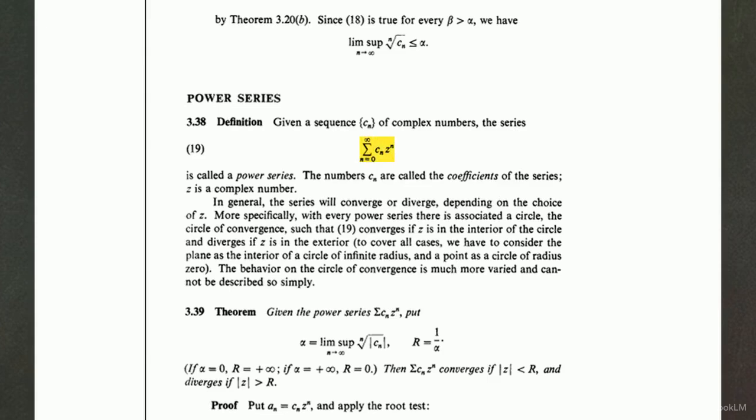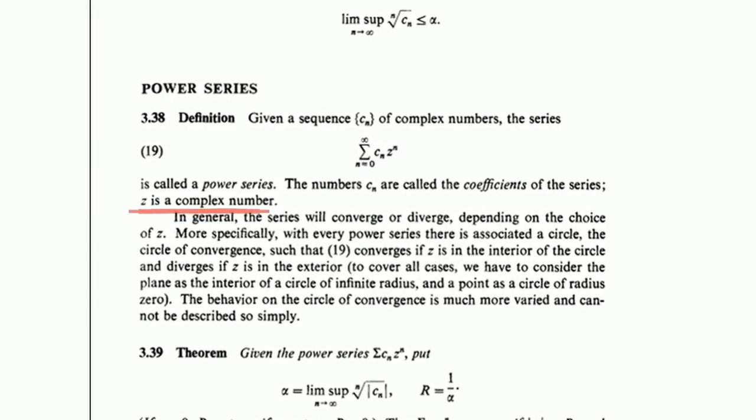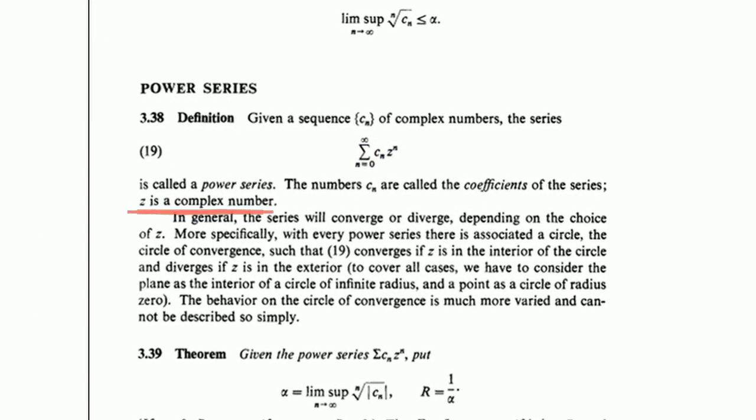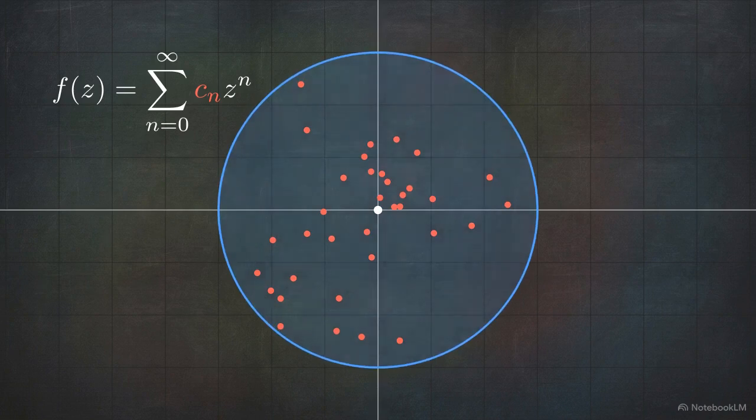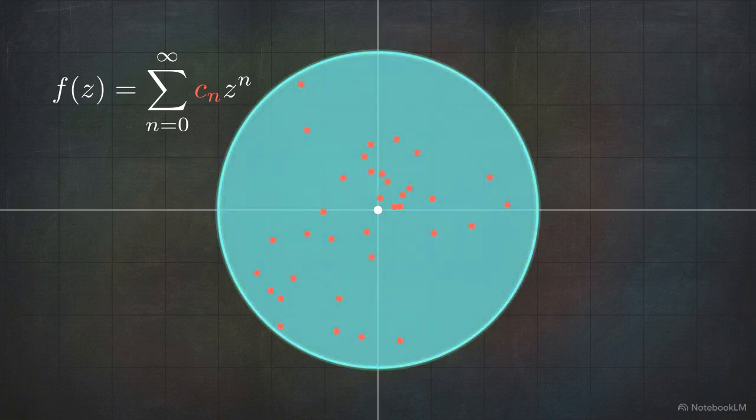Look at definition 3.38. The sequence Cn provides the fixed coefficients, the structural DNA of the series, while z remains the variable complex input. This formula defines a function of z, where the specific behavior of those discrete coefficients determines exactly how far the series can reach into the complex plane.